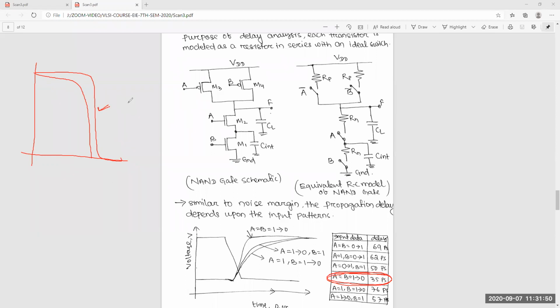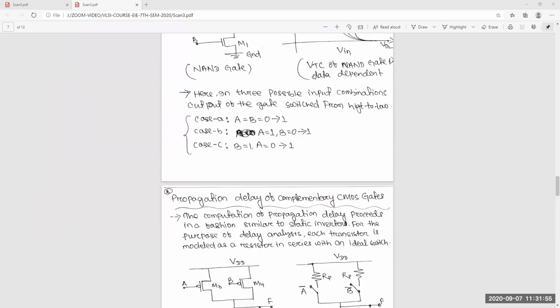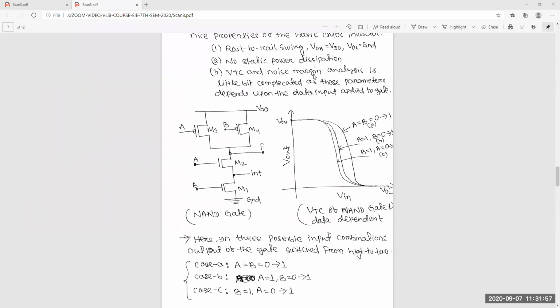That means when the NMOS is better than the PMOS, the first case in the VTC curve on the previous slide, where A and B are equal, A equals B equals 0 to C. Which case? Third case? The second case? Yes, there the NMH and NML difference is low compared to these two curves.